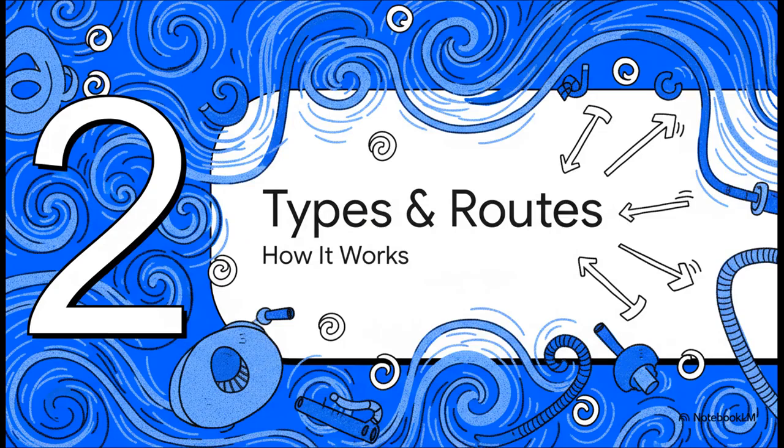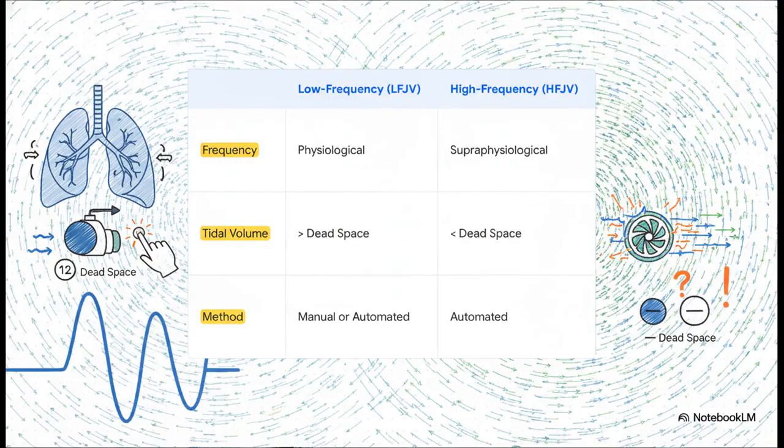Okay, so now that we have the basic principles down, let's look at how they're actually put into practice. We're going to talk about the different flavors of jet ventilation and the ways we can get that jet of gas to the patient. So you can think of jet ventilation as having 2 main families. On one side, you've got low frequency, or LFJV. This feels kind of familiar. It's at a normal breathing rate, maybe 12 jets a minute, and each jet delivers a decent-sized tidal volume, enough to wash out the dead space. You can even do it with a manual device.